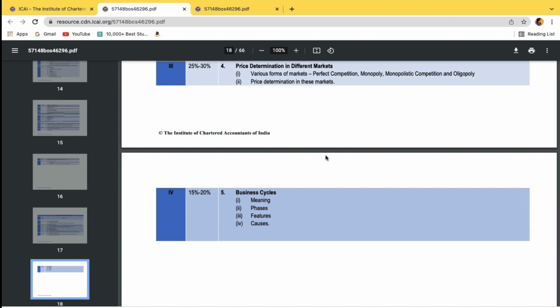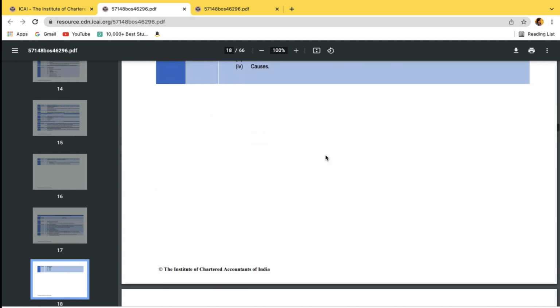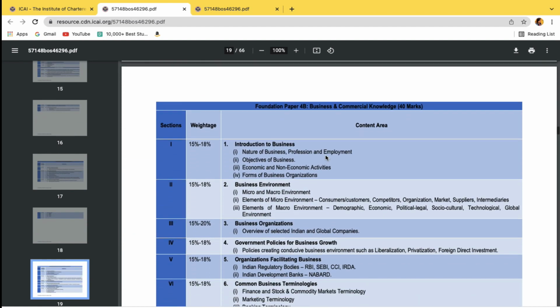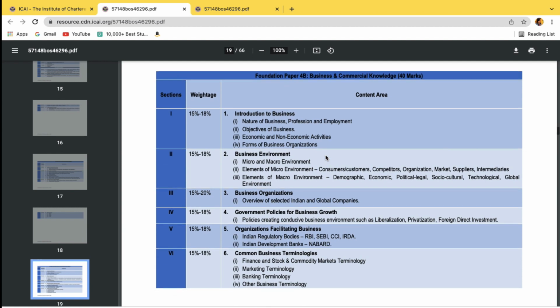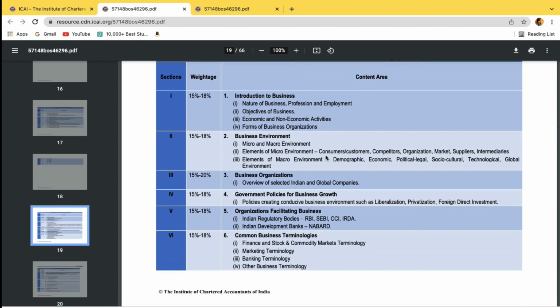I'm sure about it. So then comes your BCK. BCK is all about business language, business environment, all about big companies, the terms which we use in business. So thorough reading will help you score good marks, not a problem at all.